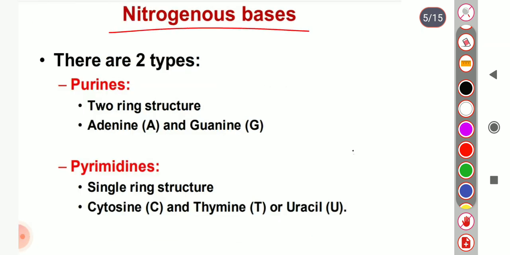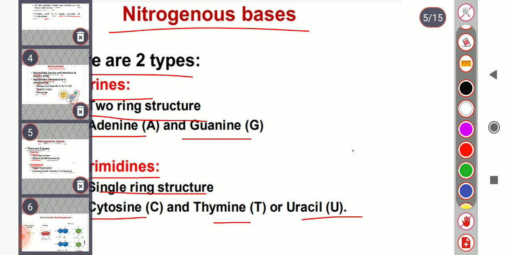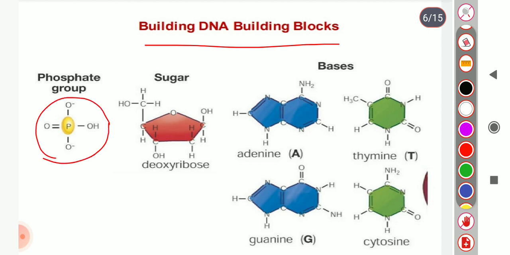Nitrogenous bases are of two types: purines, with a double ring structure, adenine and guanine, and pyrimidines, with a single ring structure, cytosine, thymine and uracil. They are the building blocks of DNA. First of all, this is the phosphate group. Here you can see this phosphate group is bonded with a hydroxyl group and three oxygen molecules.